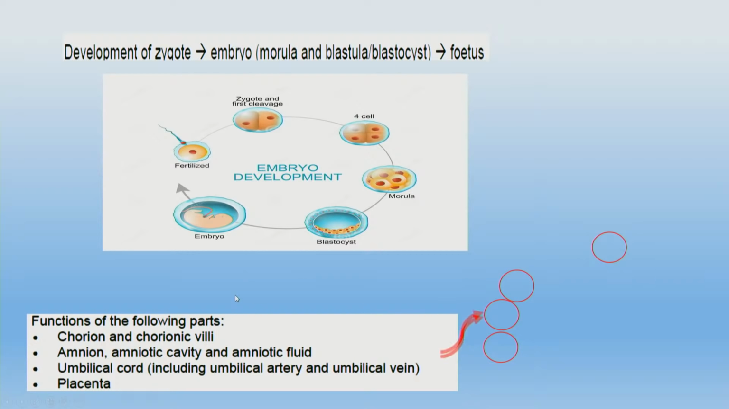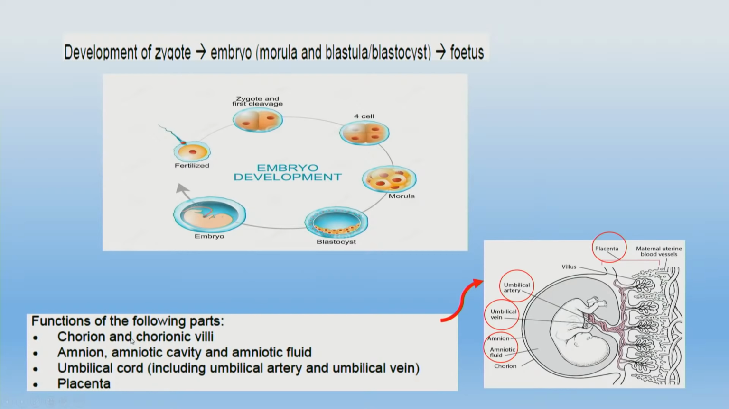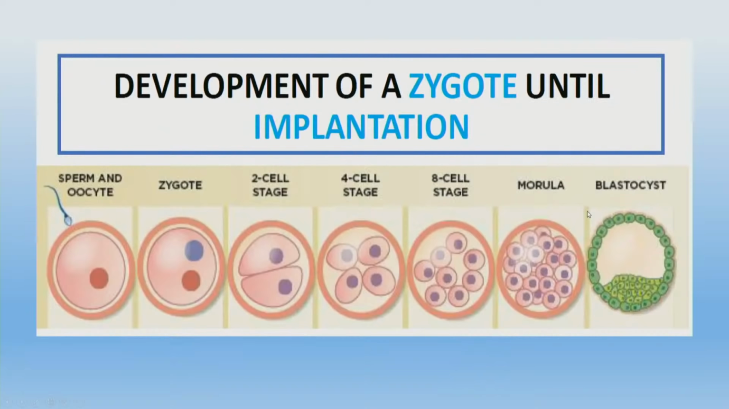Another thing which is important here, you also have to know the functions of the following: chorion, chorionic villi, amnion, amniotic cavity, amniotic fluid, and then umbilical cord and the placenta. If you look at this diagram, again we have the placenta. Please make sure that you know the role of placenta, umbilical artery, umbilical vein, amnion, and amniotic fluid during gestation. Okay? And then this is what we have on this slide: development of a zygote until implantation.